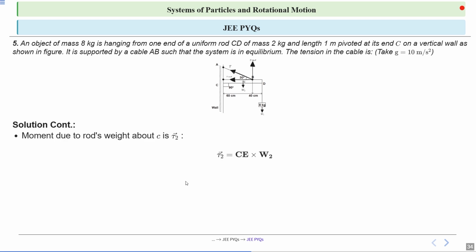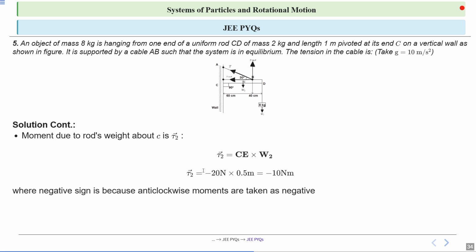Now the moment due to the rod's weight about C is tau 2. So it will be CE into W2. So it will be minus 20 Newton into 0.5 meter. Solving this, you will get minus 10 Newton meter. Here the negative sign is because anti-clockwise moments are taken as negative.